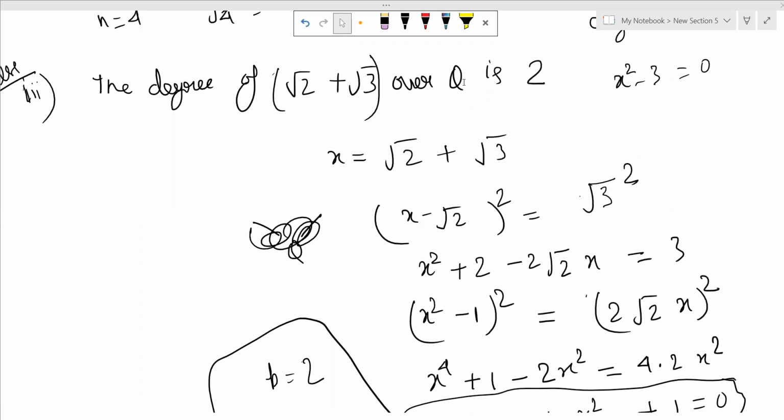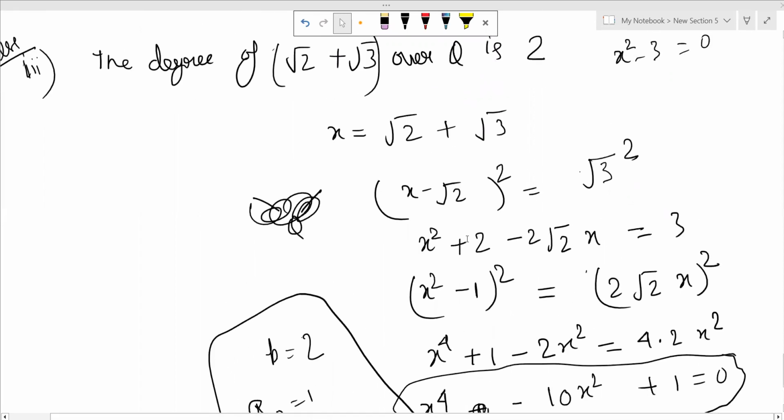So the degree is less than or equal to 4. Agreed. Then you construct the tower. So what is that tower? The possible degrees are 1, 2, and 4. Agreed. That is the tower basically. The 1 is not possible, you can argue that. So how will you discard that 2 is not possible?